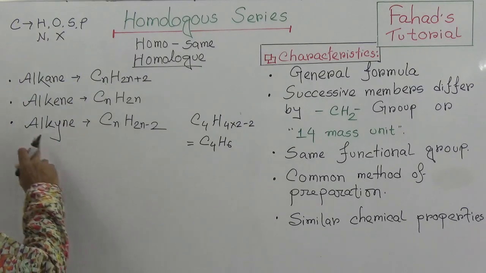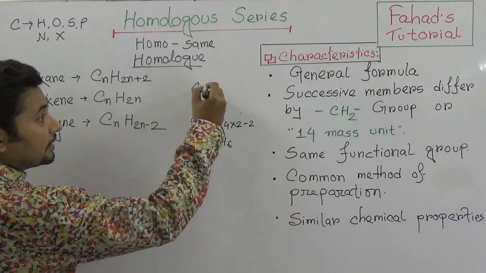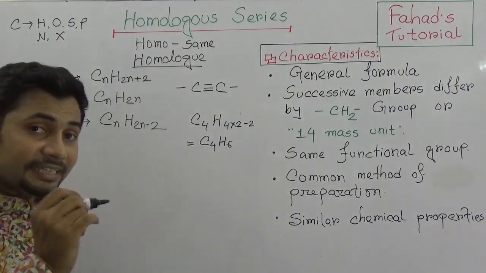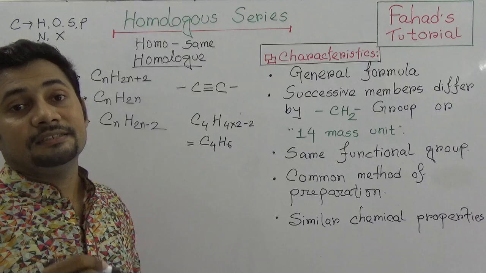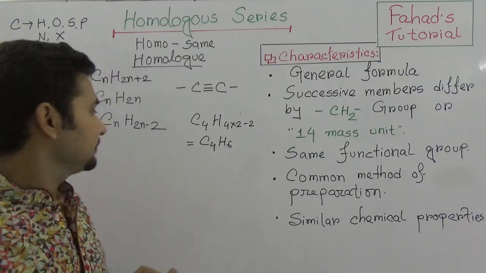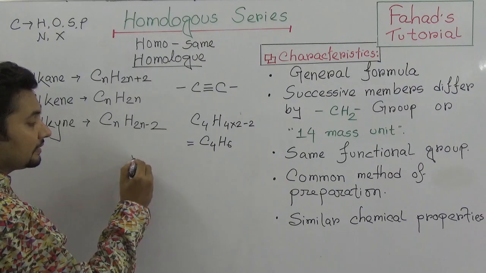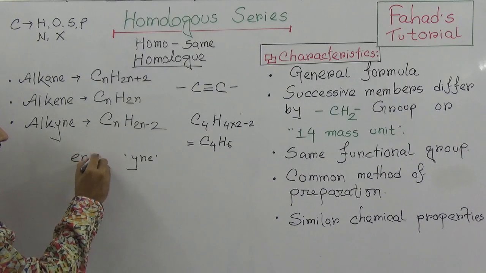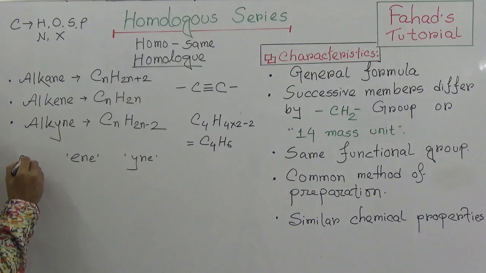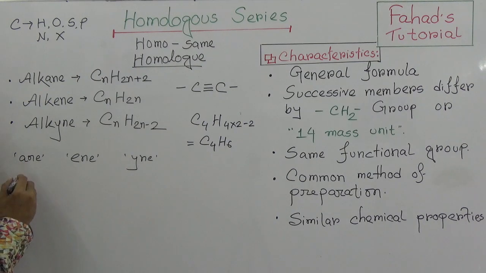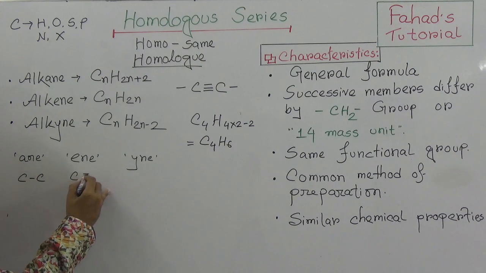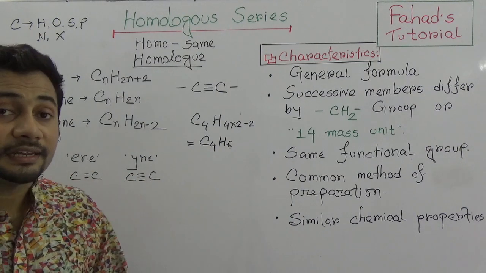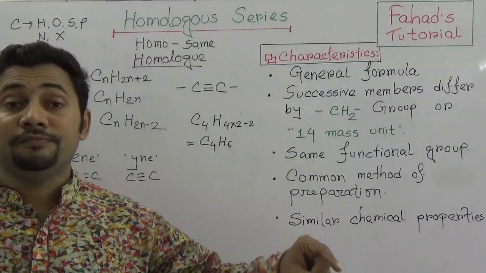Because this is alkyne, we know the functional group of alkyne is a carbon-carbon triple bond. If there is a single triple bond in the compound, then it's alkyne. Y-N-E. Before E-N-E, in the case of alkene, and before A-N-E, in the case of alkane, it should be a single bond. For alkene it should be a double bond. For alkyne it should be a triple bond. So alkane, alkene and alkyne depend on the functional group.